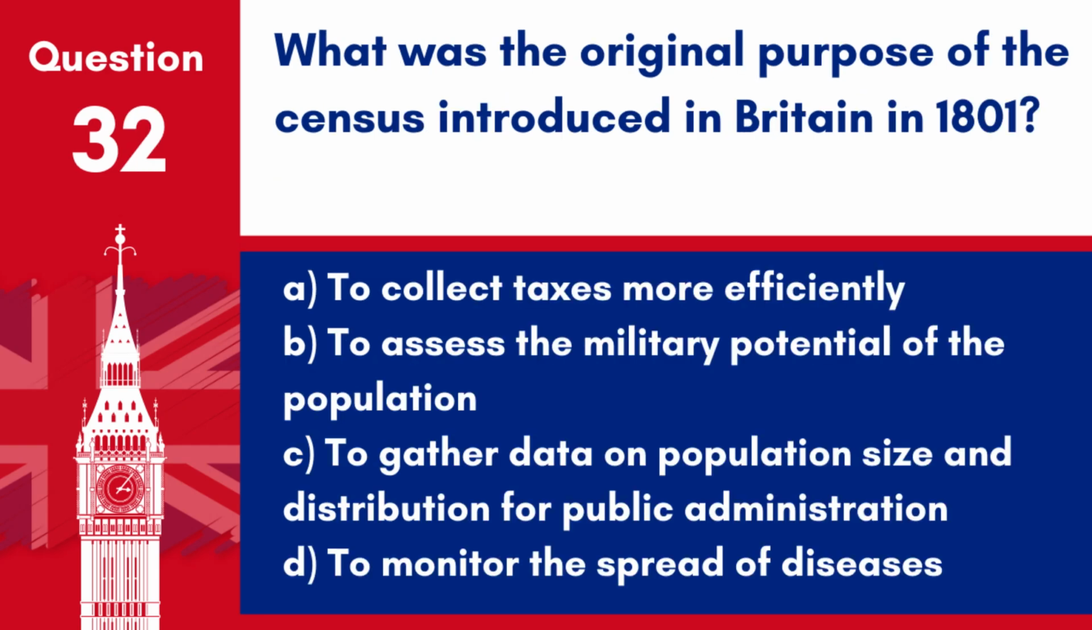Question 32. What was the original purpose of the census introduced in Britain in 1801? A. To collect taxes more efficiently. B. To assess the military potential of the population. C. To gather data on population size and distribution for public administration. D. To monitor the spread of diseases. Answer: C. To gather data on population size and distribution for public administration. The census introduced in Britain in 1801 was primarily aimed at collecting data for better public administration.